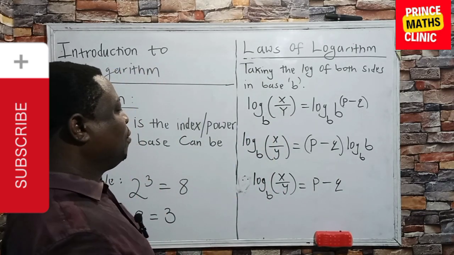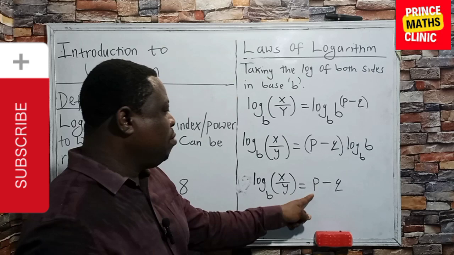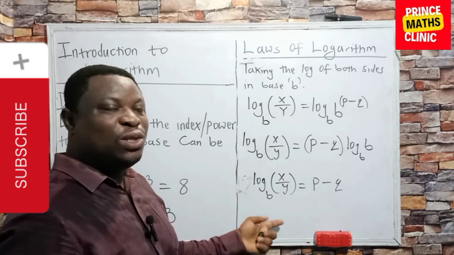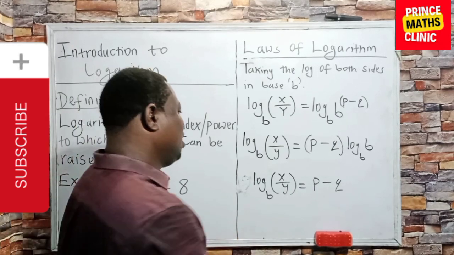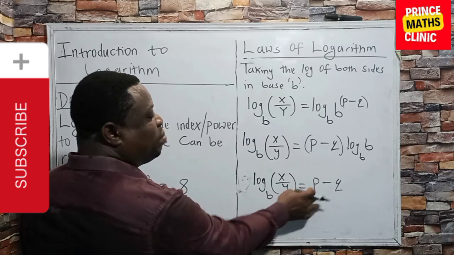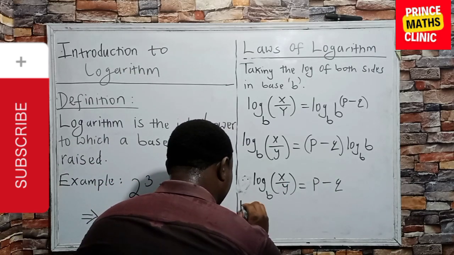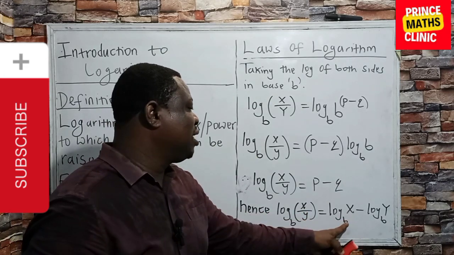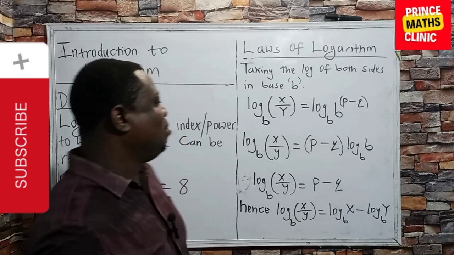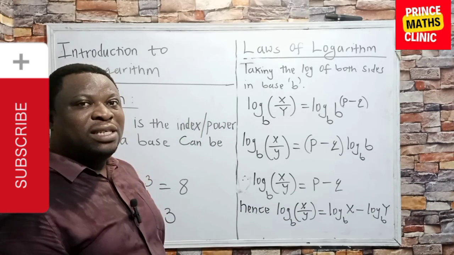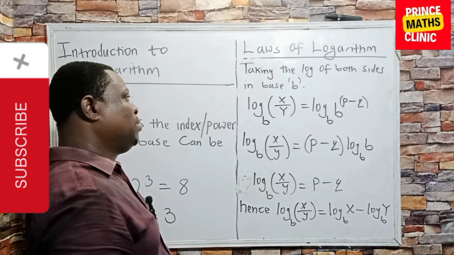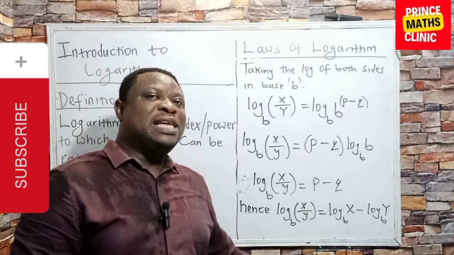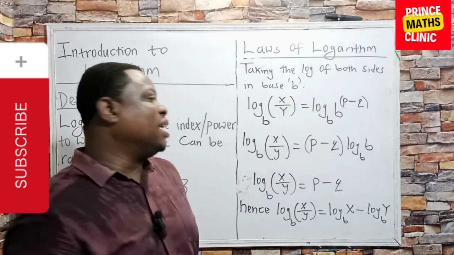And remember, we said that let p be equal to log x base b and let q be equal to what? log y base b. So I'm going to put those logs back here. Hence, log x over y base b is equal to log x base b minus log y base b, as required from our proof. So let's look at applying this law in this example.